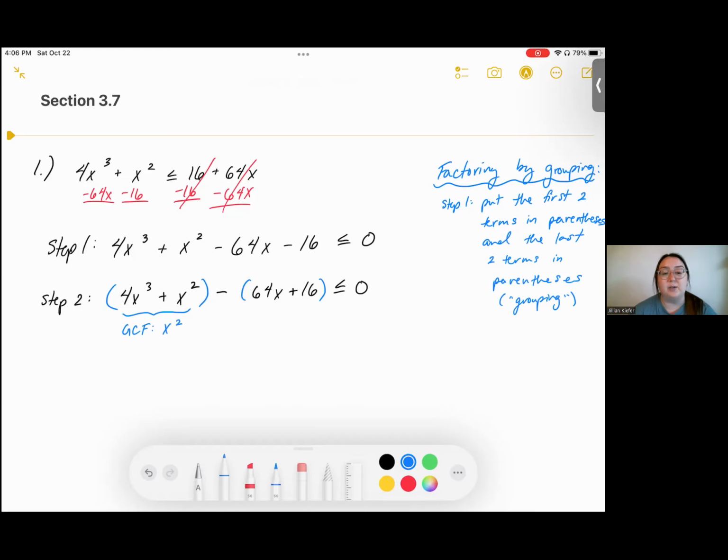So our greatest common factor would be x squared. Now we're going to do that with both groups. So we're going to do it with the second group now. We've got 64x plus 16.